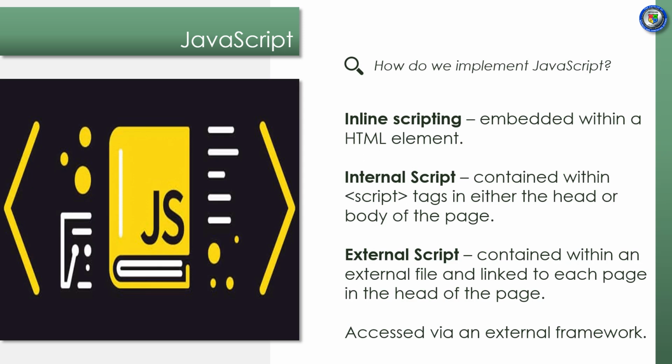JavaScript can be implemented in a number of different ways. It can be implemented inline, alternatively as an internal script, also as an external script, and we can also access external frameworks. Inline scripting, internal scripting and external scripting is very like CSS, where we can do inline styling, internal style sheets and external style sheets. Scripting works in a very similar way.